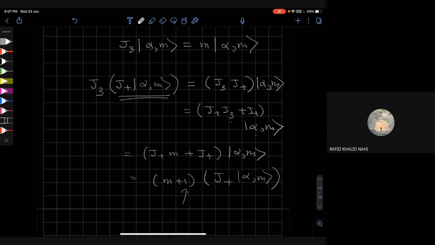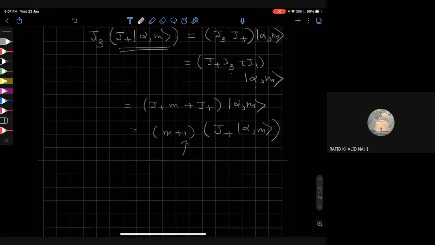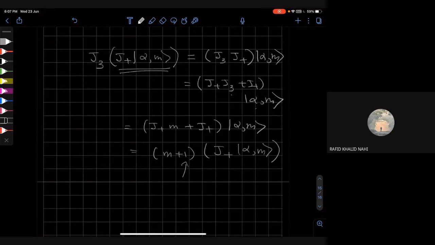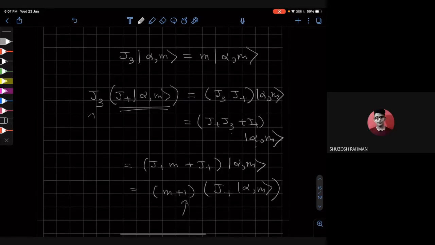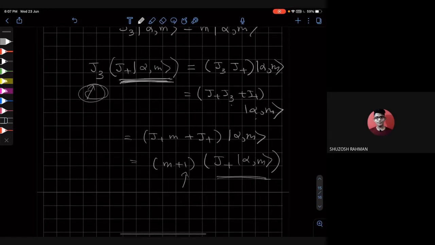Can you see that? Yes, sir. Though it's a bit confusing. Well, I'll have to work through the algebra myself. Yeah, the algebra, of course, you have to do it yourself. But here, what you're saying is that there's a state and an operator is acting on it. You get the same state back with a number, and therefore, this is the eigenvalue.